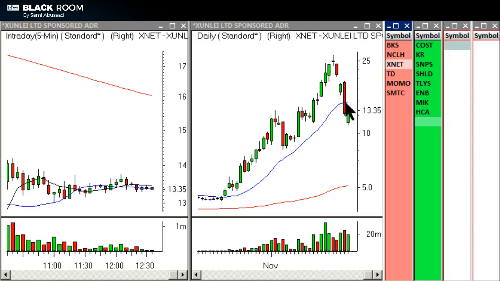XNet: huge red bar yesterday. So today, gap down. Is that a novice or a professional gap? Based on what we discussed so far, novice, because everybody that wants to be out is already out. So when it gapped down this morning, that's panic selling. The sellers, the majority of them, are already out. I'm not saying that there are no more sellers.